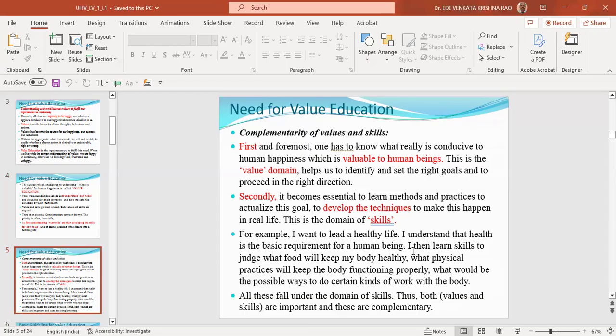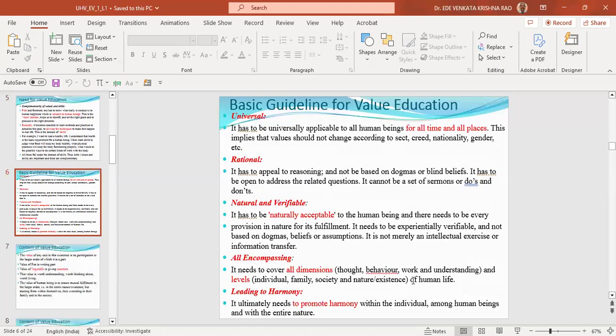For example, I understand health, a basic requirement of the human being. How do you understand the health of your body? How do you judge what kind of food is required? And what physical practice and exercises are required? That is the skill that you require to work in the required manner. So all these fall under the domain of skills. Both values and skills are important, they are complementary.